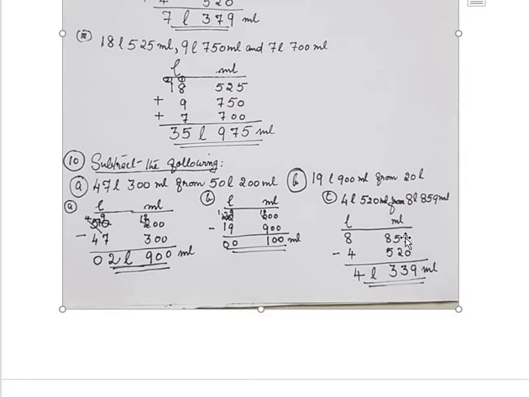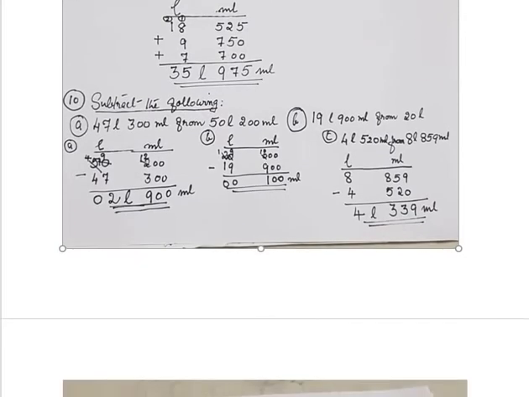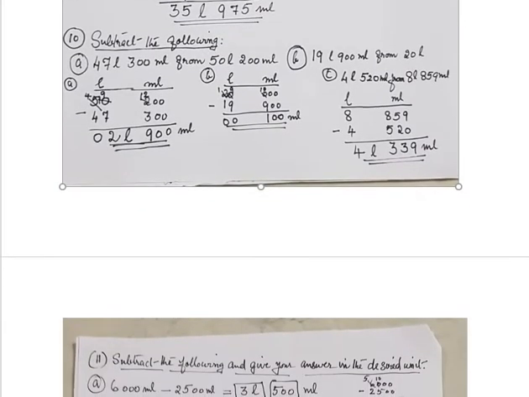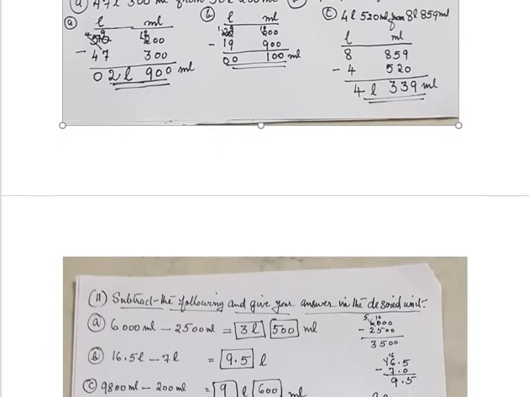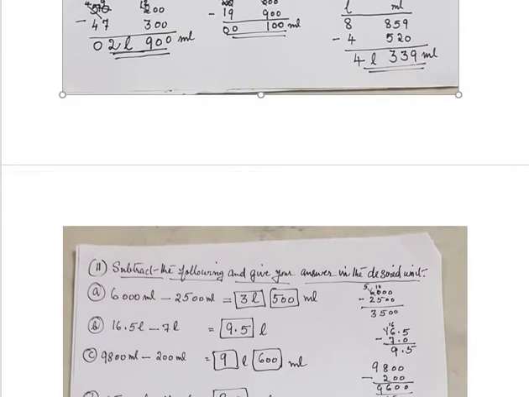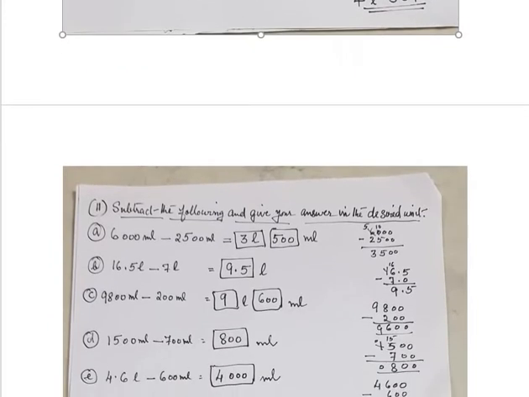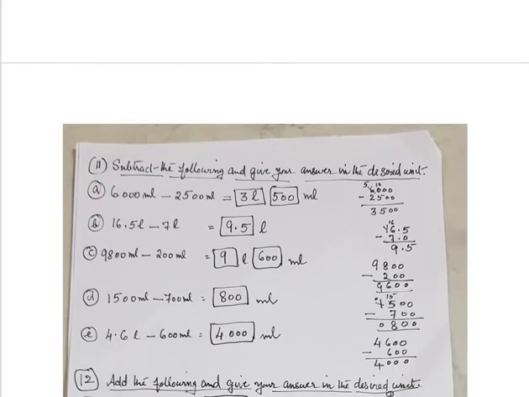9 plus 0, 9, correct. 3 plus 2, 5, correct. 5 plus 3, 8, correct. 4 plus 4, 8, correct. So I hope you all followed this and do your work also the same way. Now next question, 11th number. It is in page number 63 itself. Subtract the following and give your answer in desired unit.